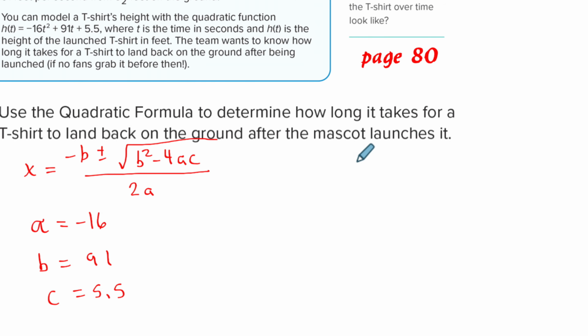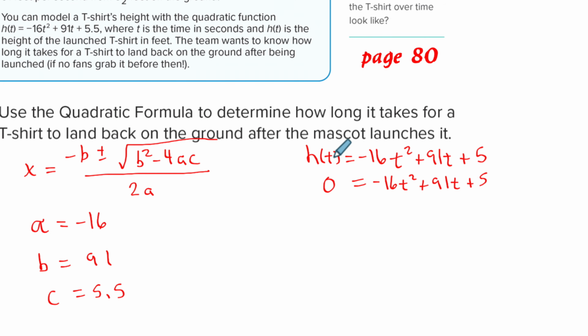Okay, and I'm going to write down the equation itself. We want to know h of t. Here's our equation, equal to negative 16t squared plus 91t plus 5.5. We want to know when that equals 0, right? So we're setting the height equal to 0 and we're solving it. We have our a, b, and c values right here. All right, well, let's get started with it. x equals negative b plus or minus square root of b squared minus 4ac all over 2a.